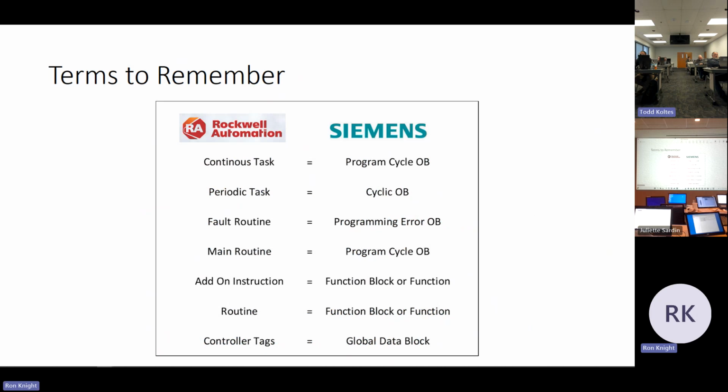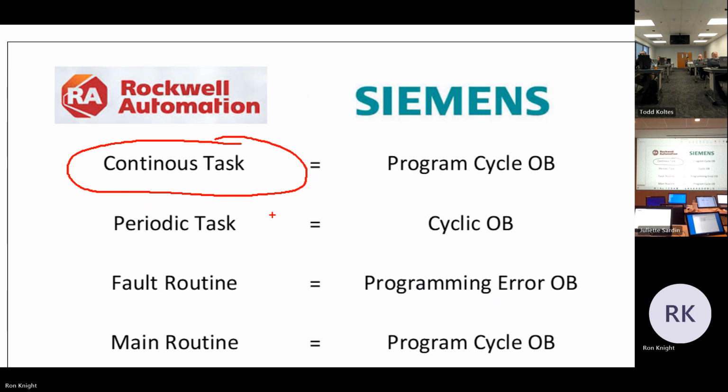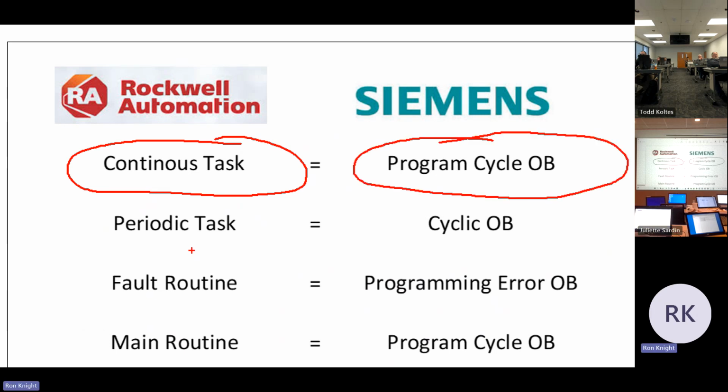Here's a great term to remember. Now, you'll have a copy of this PowerPoint later, but remember this one. This is a great rule of thumb for you as you move forward. In Rockwell, the continuous task is the same thing as the program cycle OB in Siemens. Now, the difference is we can't write logic in a task, but we do write logic in the program cycle OB. Also, just like in Rockwell, this guy is automatically created for us. In Siemens, this guy is automatically created for us. Anything else, we have to create.